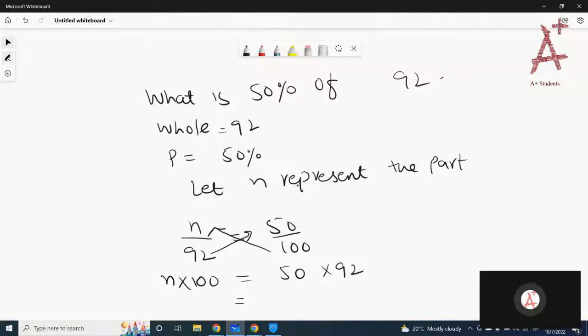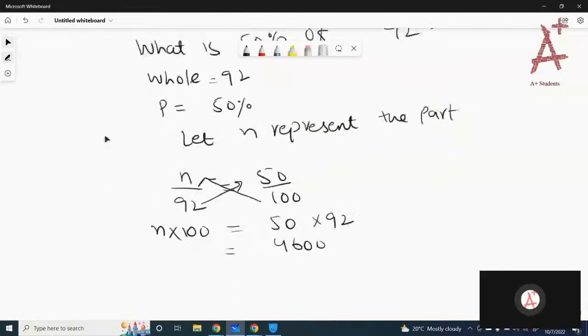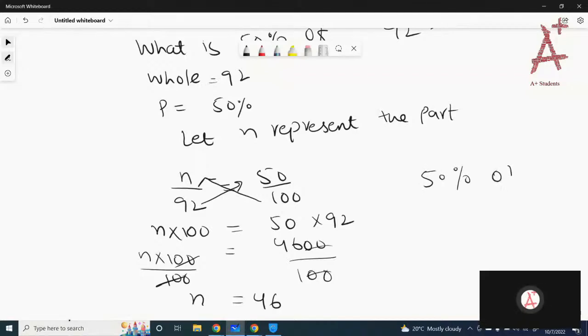So 50 times 92 is 4600, and let's divide both sides by 100 because you have to find the value of n only, and 100 is multiplying n, so the opposite of multiplication is division. So 100 cancels out with 100, and when you divide 4600 by 100, the zeros cancel out and you're left with 46. That means 50% of 92 is 46. Got it?